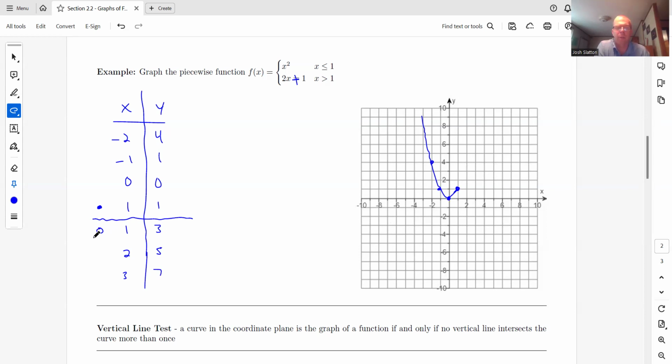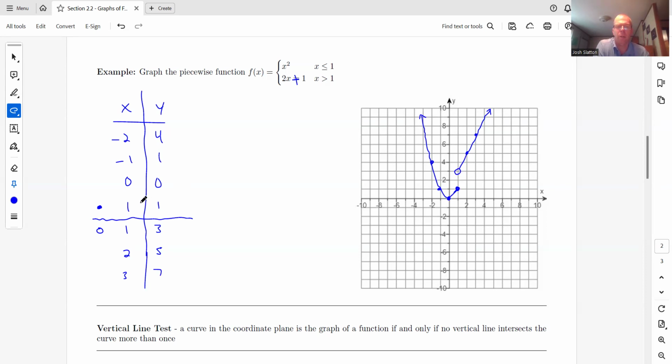Now, remember we have to put the open circle because this is just greater than. It's not greater than or equal. So let's put the open circle there. And then 2, 5, 3, 7. And then we can connect those like that. And we can put the arrow because it's going to keep going in those directions. It does stop here. It does start here. But that's how you graph the piecewise.